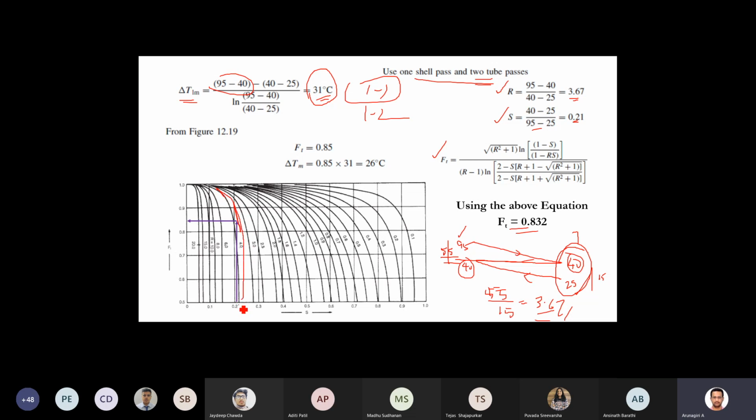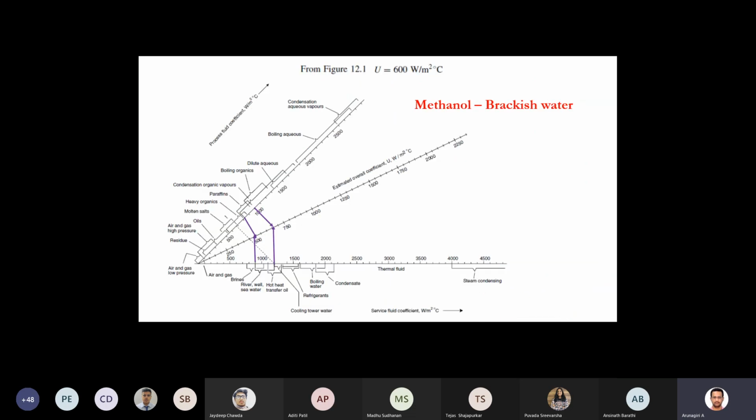So this length you have to find out, between 3 and 4. Proportionately you can position the point. From here you can read out the value, which will be approximately 0.85. Using the equation, it will be 0.832. So please substitute the values in this equation and practice whether you can use it. So the value is 0.832.